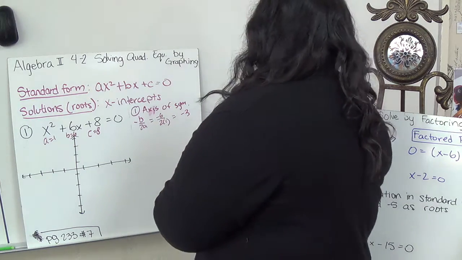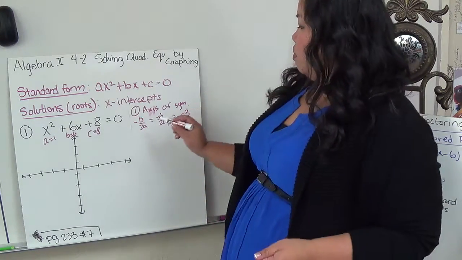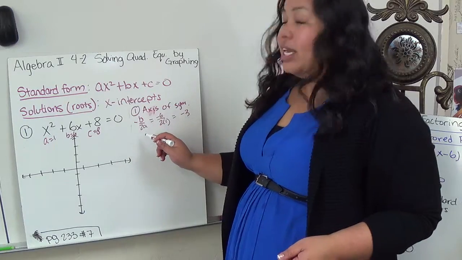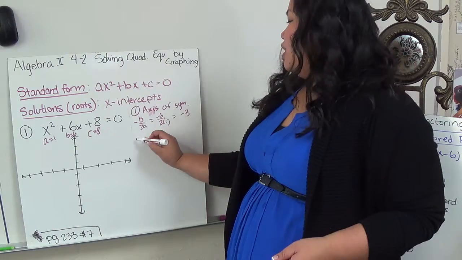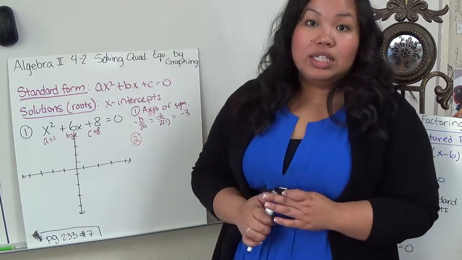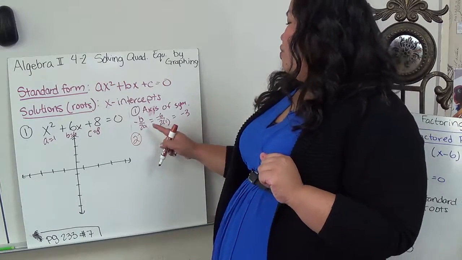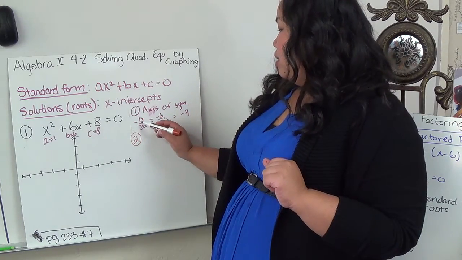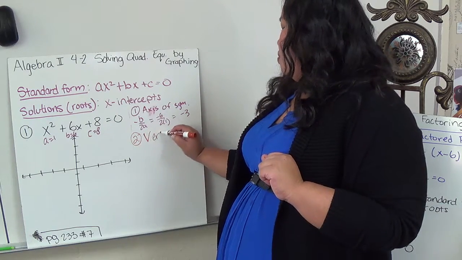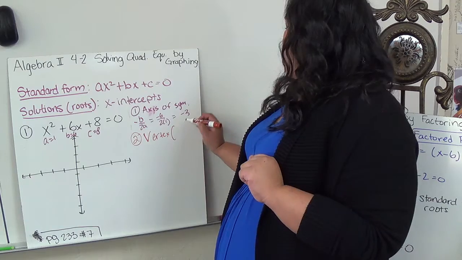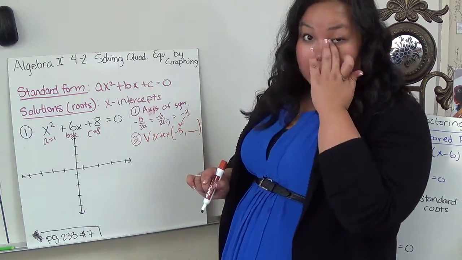Okay? Our next step is to find the vertex, because the vertex will help us find x's in order to plug into our table. So our vertex here is this number, negative 3, comma, and then once I plug in negative 3, I'll find the y, okay?